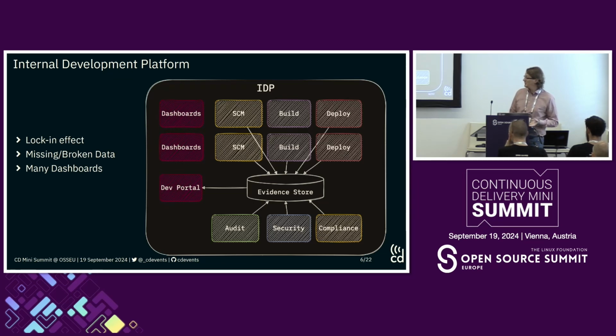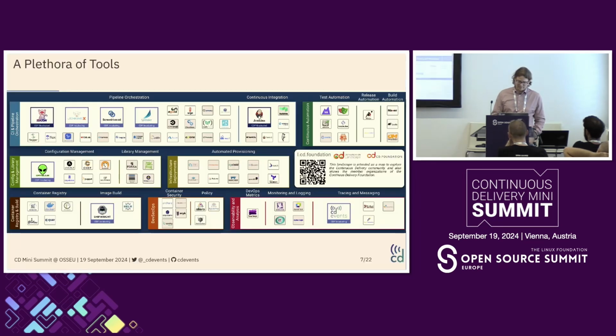Also, the IDP team may have to deal with missing data, broken data, and they might have a hard time exposing a single dashboard for their developers, because every tool comes with its own dashboard. And there is a plethora of tools available out there. So this is from the Continuous Delivery Foundation landscape, and you see you have many tools for pipeline orchestration, continuous integration, and so forth. And you probably know a lot of these names.